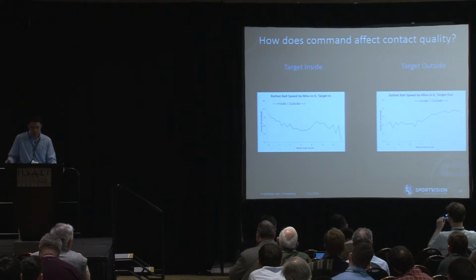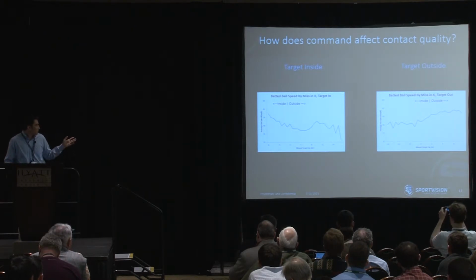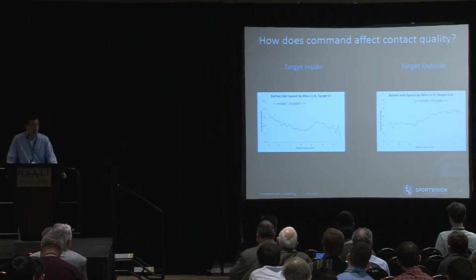So we can see inside here, and we have outside here, and the graphs don't quite mirror each other exactly, but there's a general trend here where it seems to be if you set the target up inside, as we see on the left here, and you miss inside, the batter seems to be hitting the ball harder, which I thought was interesting.